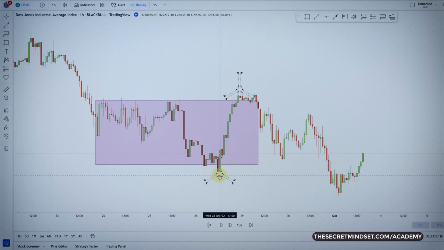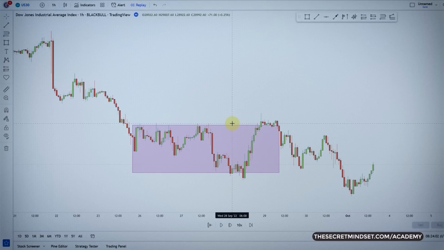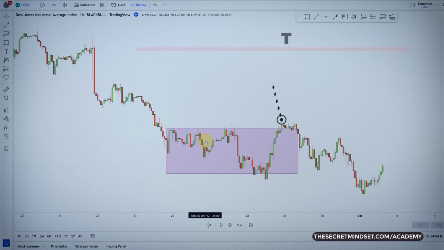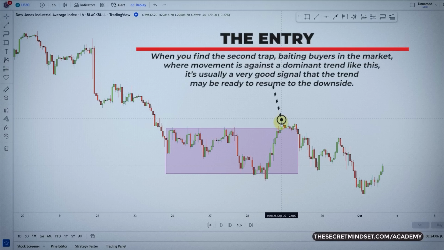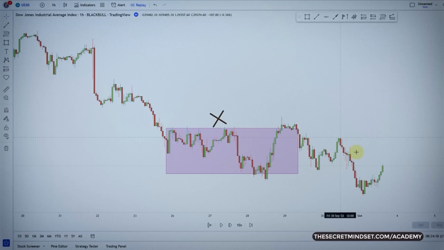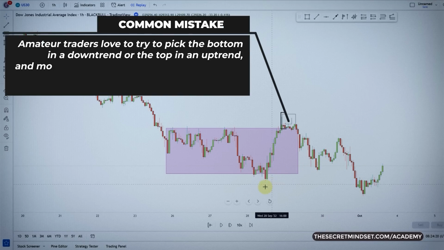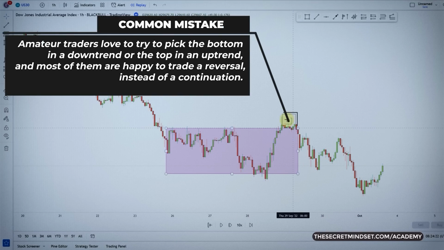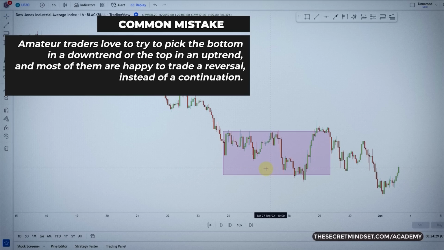First to the downside, then to the upside, within a larger downtrend. When you have the second trap, baiting buyers in the market, where movement is against the dominant trend like this, it's usually a very good signal that the trend may be ready to resume to the downside. Amateur traders love to try to pick the bottom in a downtrend or the top in an uptrend, and most of them are happy to trade a reversal instead of a continuation.